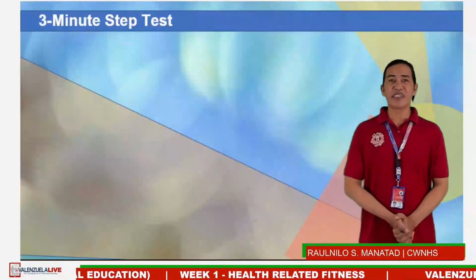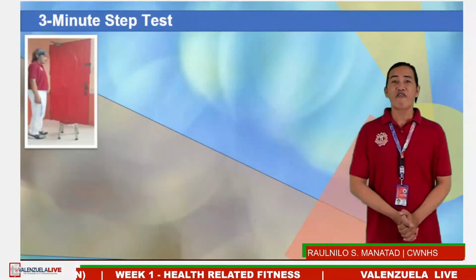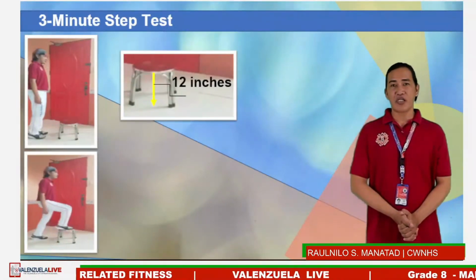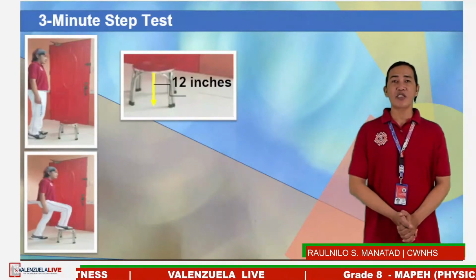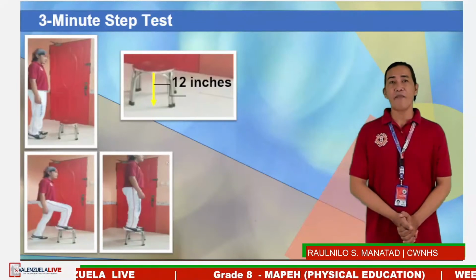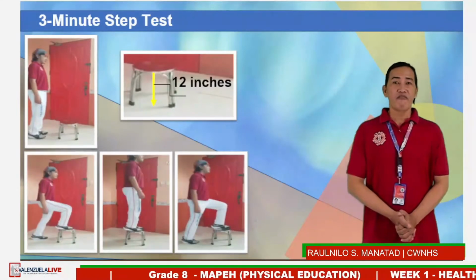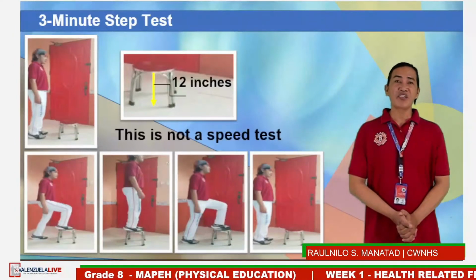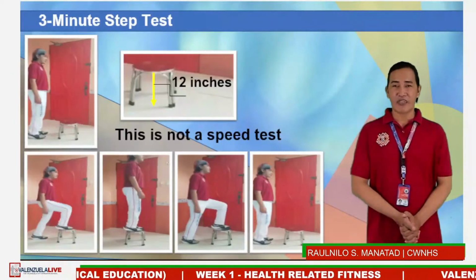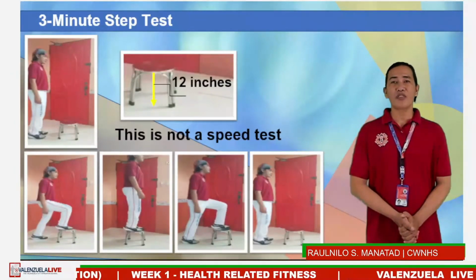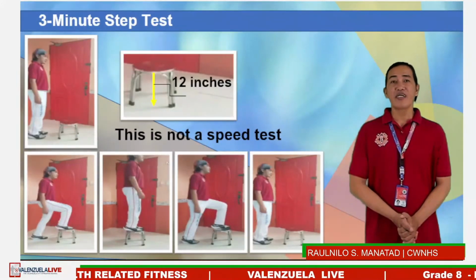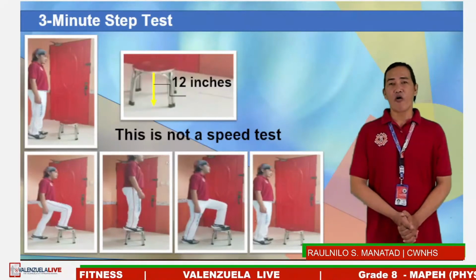To begin with, stand at least 1 foot away from the 12 inches high bench, step, or the material you are using. With body erect and eyes looking forward, at the signal go of your partner, step up and down the bench or step for 3 minutes. Do this cadence or timing as count 1, up with the right foot, count 2, up with the left foot, count 3, down with right foot, and count 4, down left foot to complete the 4 beats cycle.